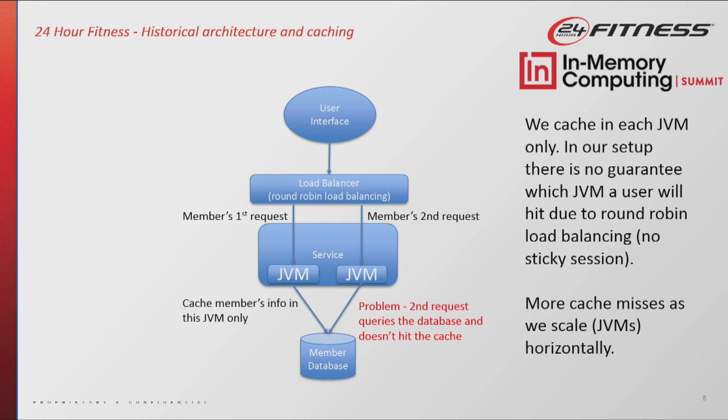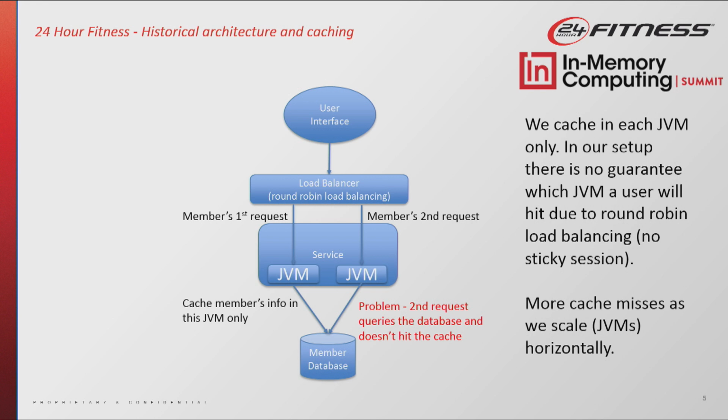This was our historical architecture at 24 Hour Fitness. All of our apps, basically these were custom applications we were building 6 to 8 years ago, if not longer. All of our applications had a user interface. We had a load balancer, and the key with the load balancer is that it was round robin, meaning it didn't keep track. It wasn't sticky session. It didn't keep track of which JVM you went to before. And you can see how that may have caused us a problem.